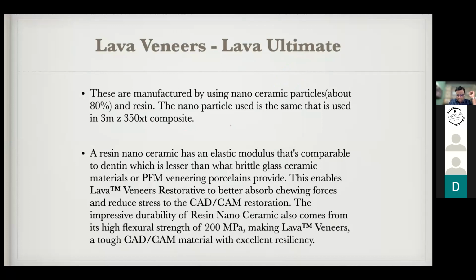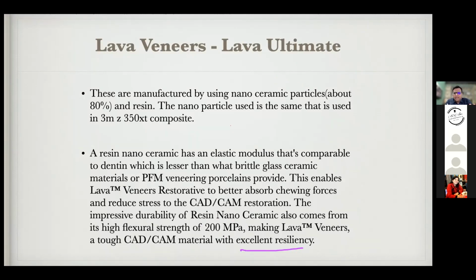So you get a flexural strength of about 200 megapascal, which is good enough for a veneer, and you have excellent resiliency. The biggest advantage I see in doing veneers with composites, or doing anything with indirect composites, is the fact that it is repairable.